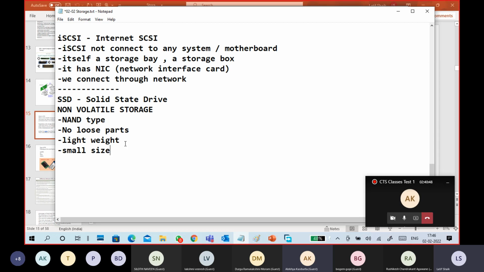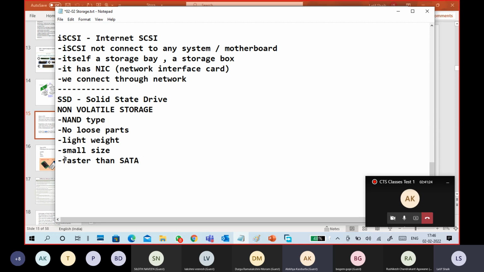It needs less power, and no high voltage. Small size, lightweight, you can carry it from any place. Less damage, less data damage will occur. No electromagnetic interference. No loose parts, lightweight, small size, and faster than SATA.